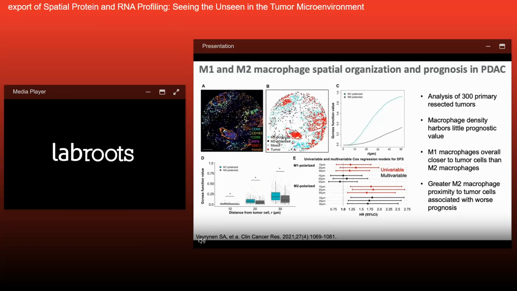This showed us that it's not just how many cells are present in the immune microenvironment, but it's actually where those cells are located that's important.